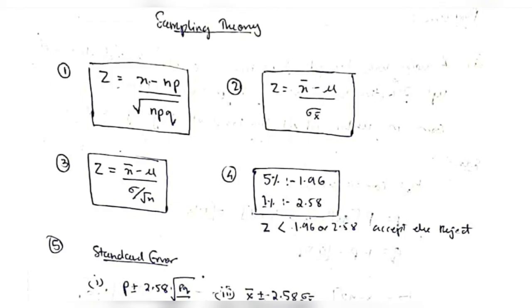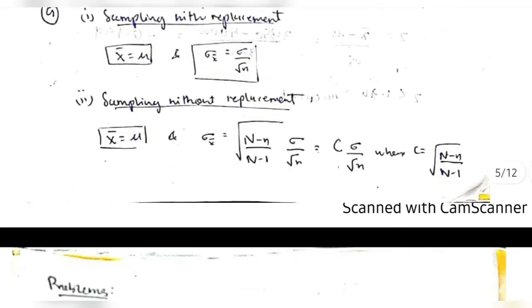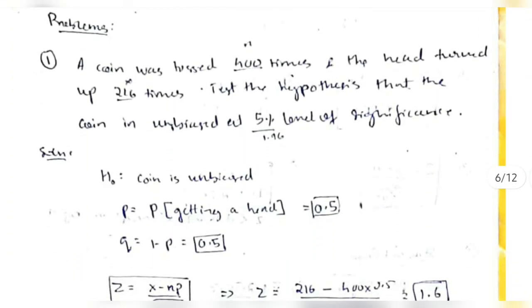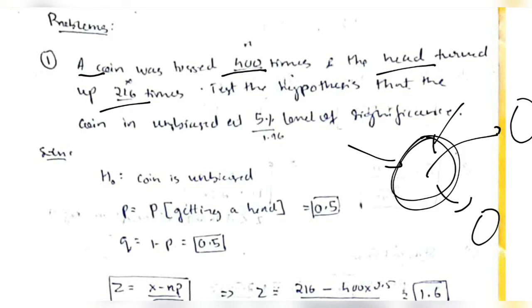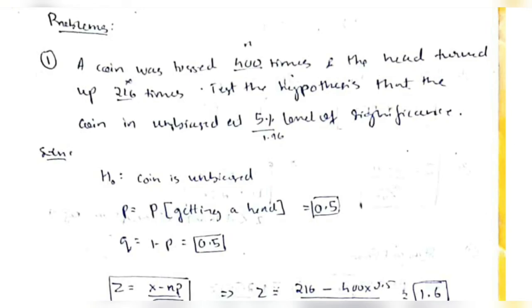Okay, so let's get started with the first one, which is z is equal to x minus np by root npq. In this type of problem, what you can expect is a question of the type: a coin was tossed this many times and the head turned out this many times. So the total number of times the thing is performed will be given, and how many times a success or failure happened will be given. When these two things are given, you have to use the first formula.